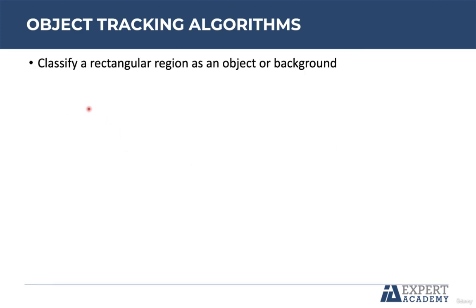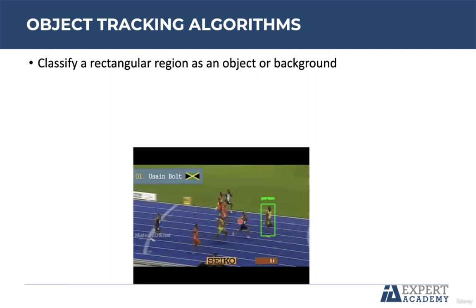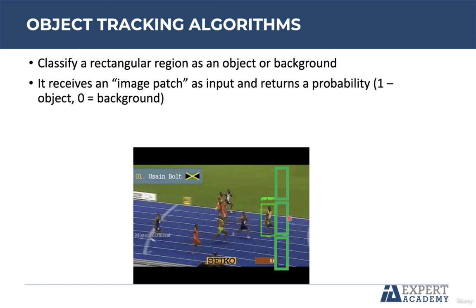The purpose of a tracking algorithm is to classify a rectangular region as an object or the background of the image, which is everything in the image that has no relation to the object that we are tracking. For example, in this image, several bounding boxes will be created here, here, and here. And the algorithm will receive an image patch as input. This is a terminology that represents information about the pixels of the images.